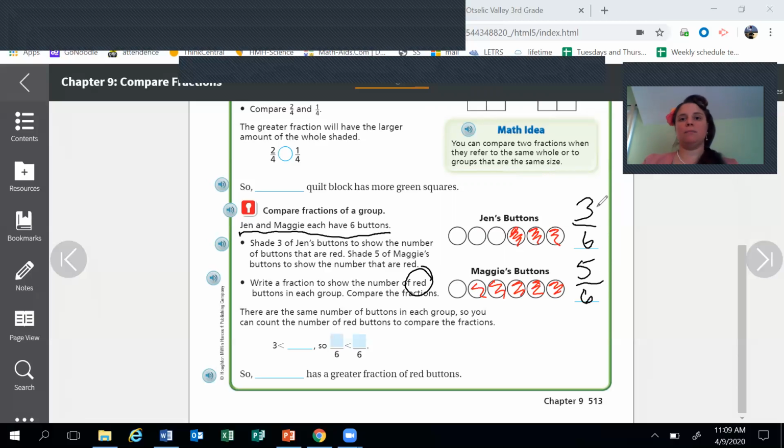Which number is bigger? Yeah, the 5 is bigger. 3 is less than 5. So we know blank 6 is less than blank 6. Which one's the smaller fraction, guys? You got this. We know that 3/6 is less than 5/6. So blank has the greater fraction of red buttons. So Maggie has the greater fraction of red buttons.